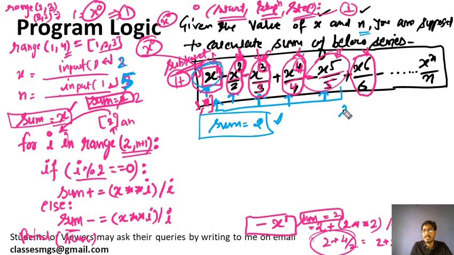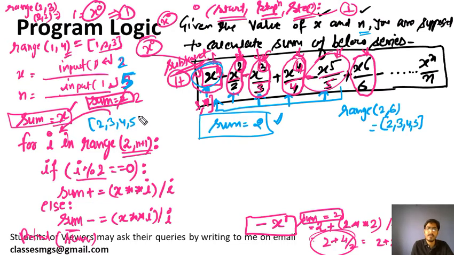Now the range function will return what? The range function will be 2 to n plus 1. n plus 1 is what? 5 plus 1, 6. So it will return a list up to 2, 3, 4, 5. So this time the list has an ample number of elements to understand this logic. So now this time the list has the values 2, 3, 4 and 5.